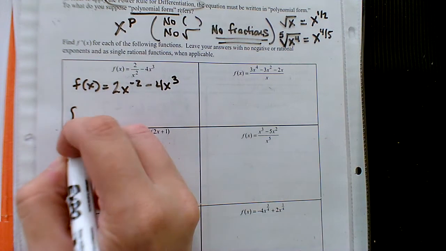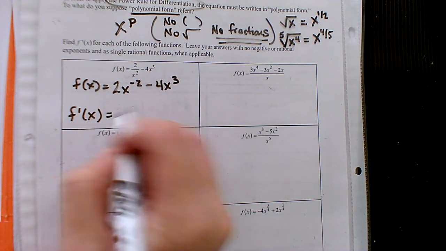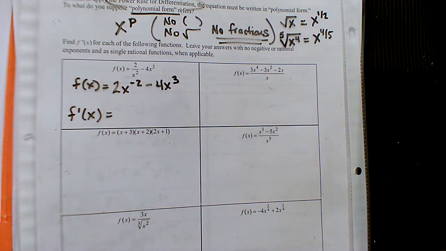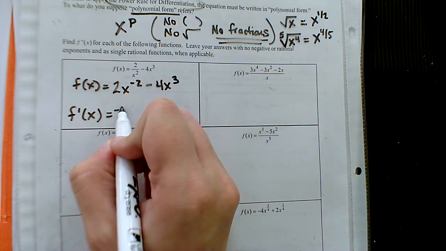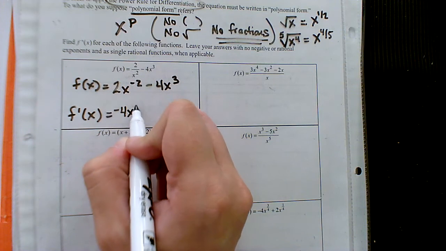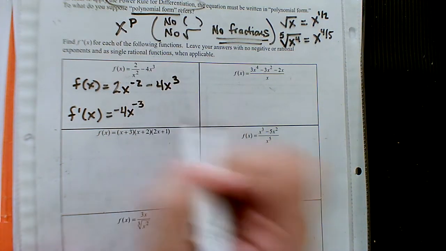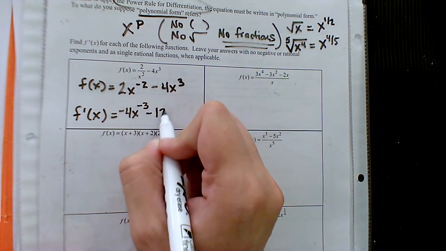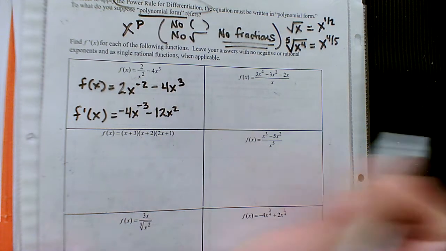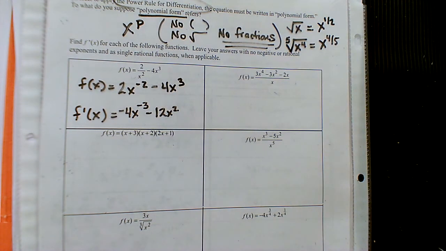Now that everything's in polynomial form, let's go ahead and find the derivative. Apply our shortcut. Let's see, we get -4x to the -3rd minus 12x squared. Now here's the thing, you can leave it like that. That's perfectly all right.